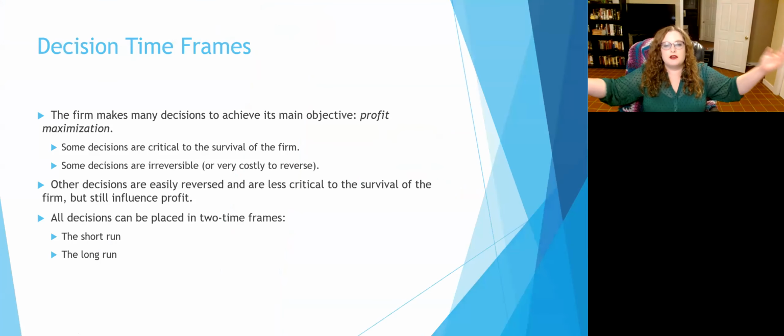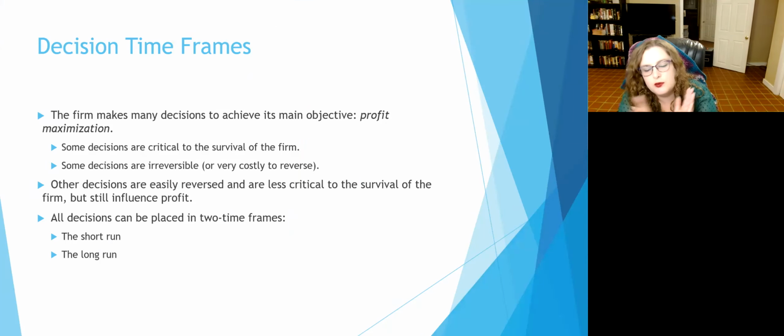First thing we need to think about: the firm makes many decisions to achieve one main goal, right? That main goal is profit maximization. You want your total revenue to be as high above total cost as possible. You'd like that, right? That's good. We want to be able to make money and profit above what this cost is.